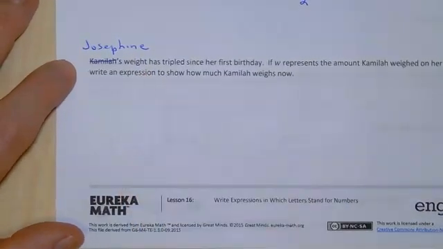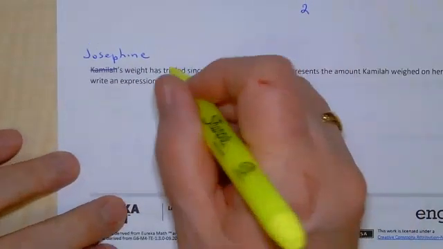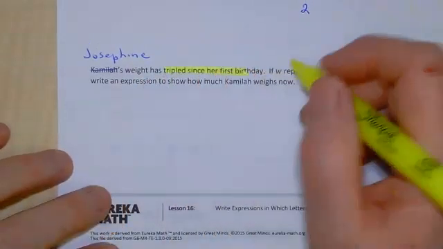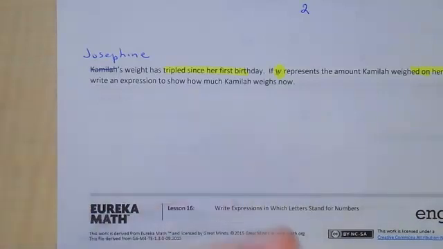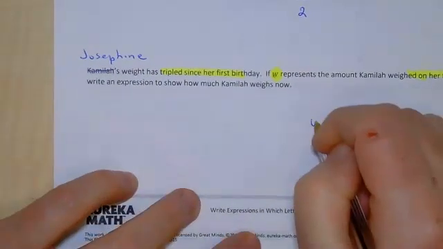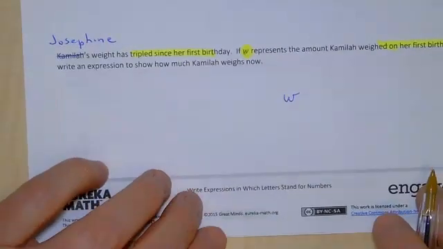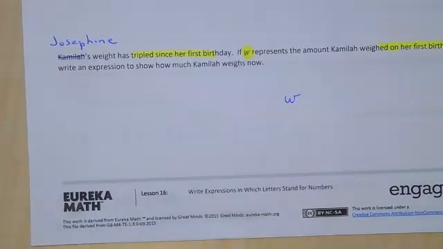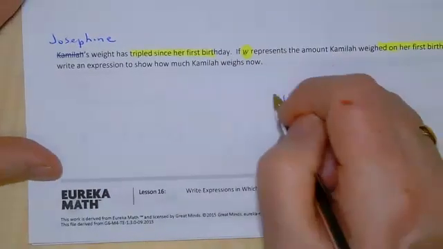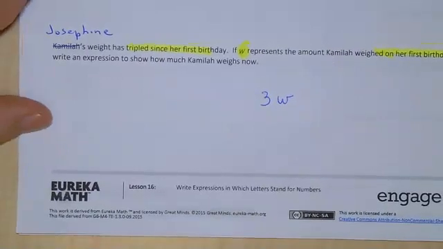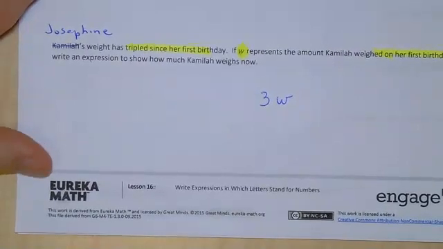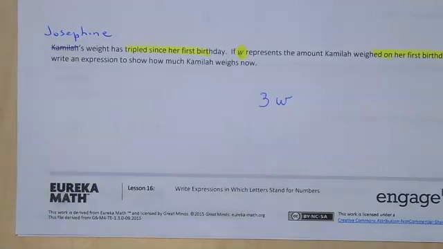Josephine's weight has tripled since her first birthday. If W represents how much she weighed on her first birthday, how much does she weigh now? This was her weight on her first birthday. Now it has tripled. What do I do to that? W times 3. You got it. 3W. Remember, you're taking out those times signs now when we write it like this. When you put it in words, you have to say times. All right?